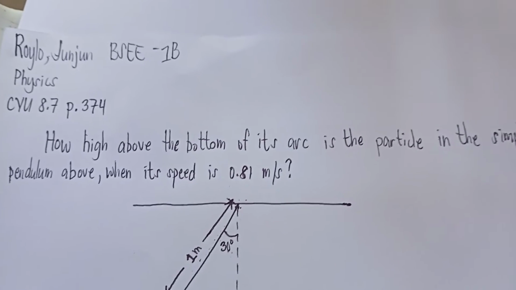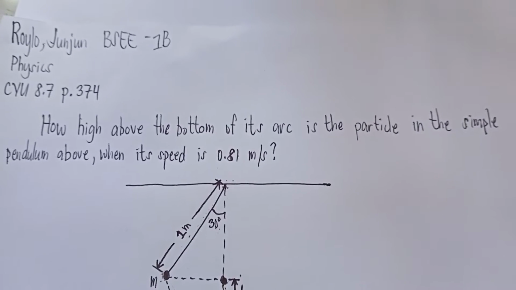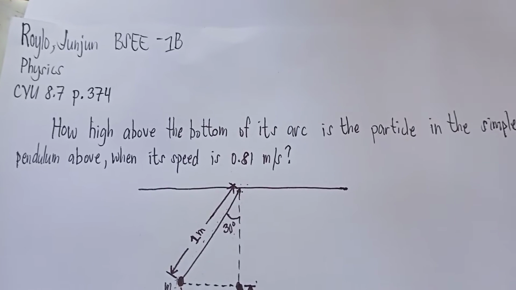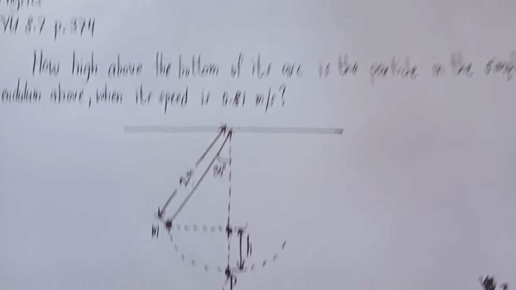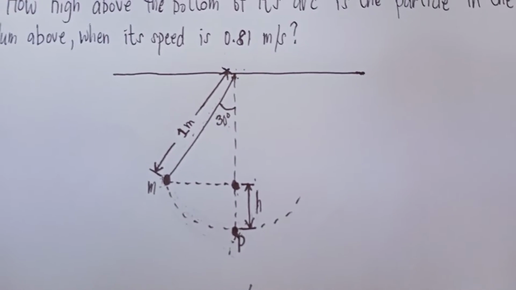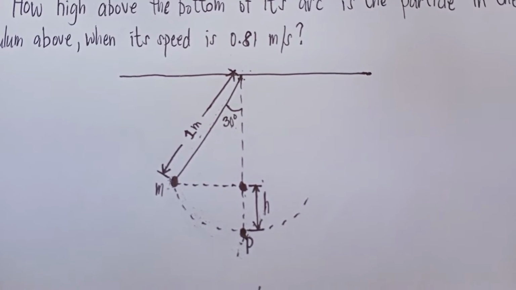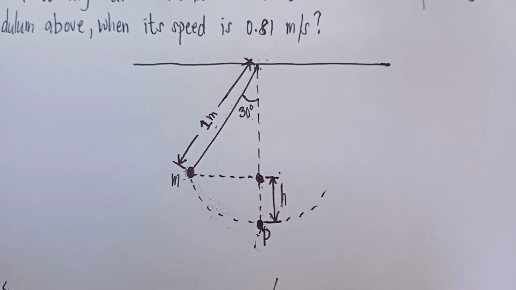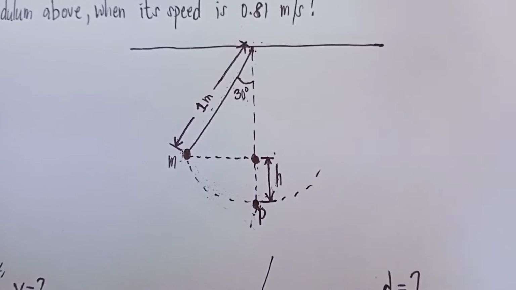Check your understanding 8.7, page 374. How high above the bottom of its arc is the particle in the simple pendulum above when its speed is 0.81 m/s? So this is the figure. Natay length na 1 m and then the angle 30 degrees. Natay point P, which is the lowest point in this arc.